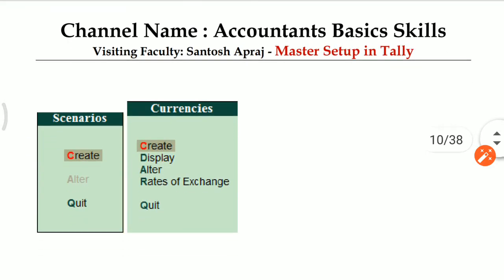Next one is scenario and currencies. Friends, scenario options are not so important, but if you want the details, a separate explanation is available on Google. But in the case of currencies, yes, if your business is handling different types of currencies, then this option is available. Friends, scenario is not too important, it's not much required for your accounts purpose. Only the selected master setup, transaction setup and report setup give sufficient details.